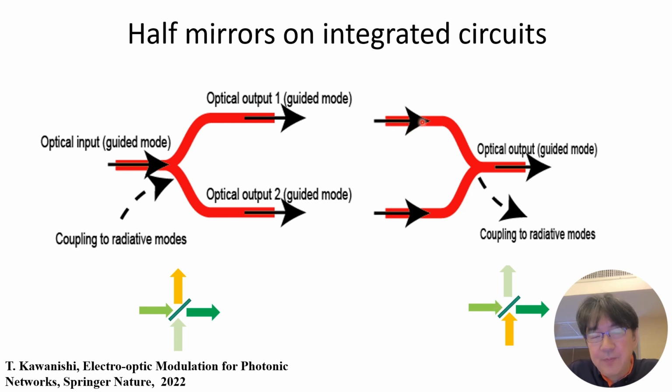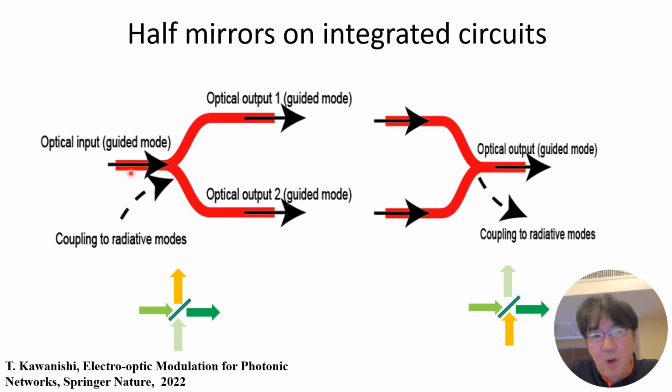We use two input ports, but we don't use one of the output ports. It's associated with coupling to a radiative mode. We use only the optical output on the guided mode. So we use a pair of Y junctions, and we can form the Mach-Zehnder interferometer on the integrated circuit.